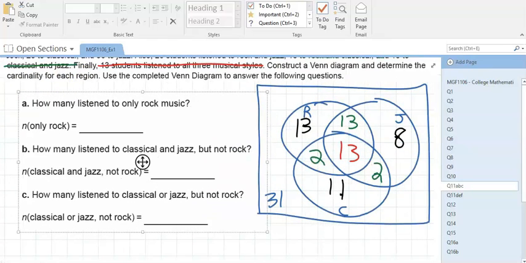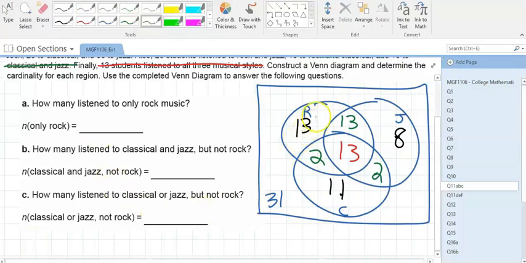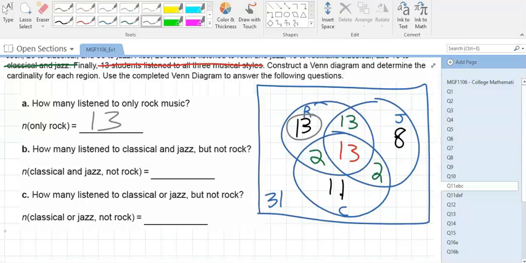So it says, how many listened to rock music only? That answer is right there. Those are the only students that listen to rock music, so that's 13. Now, be careful on B and C. They look like the same question, but they are different. And they're different because of that word there and that word right there, or. They will have different answers, so be careful on this.